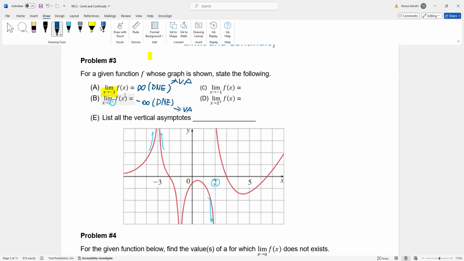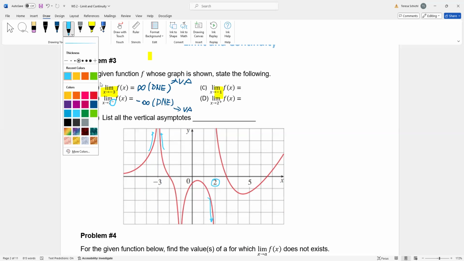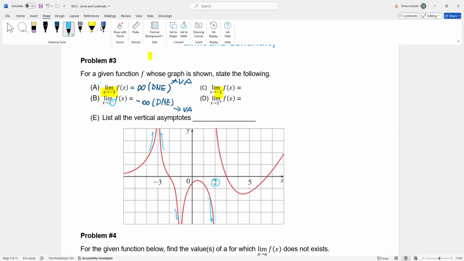All right, now the next one here is x approaching negative 1. Negative 1 is here, right? So you approach negative 1 from the left-hand side and from the right-hand side. They both approach what? Negative infinity.